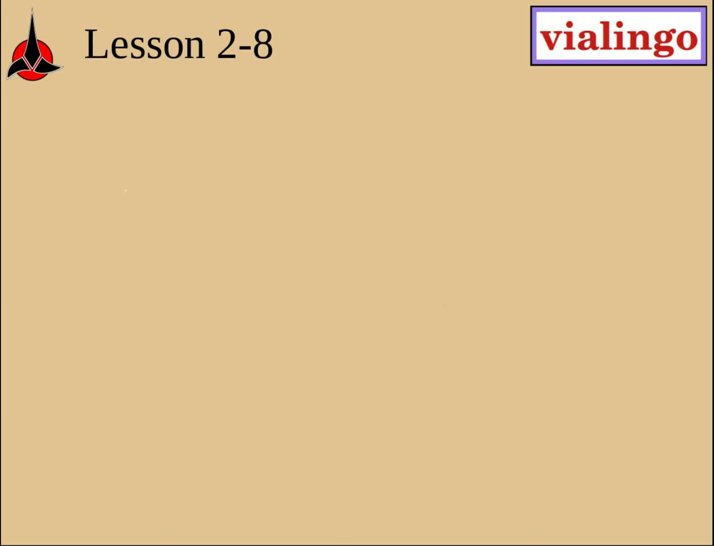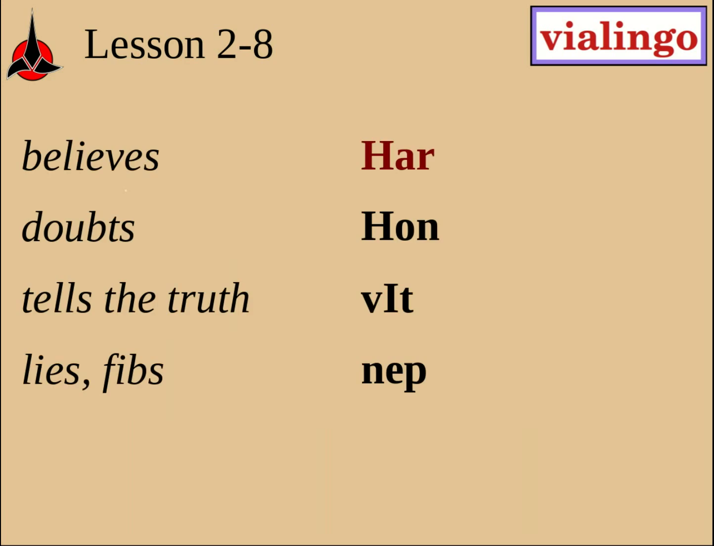Here are a few more verbs to learn. Believes is qar. Imagine someone who believes that the gods will bless this new harbour. Doubts is ghoj. Imagine doubting that this 300-year-old jar of honey is still edible.